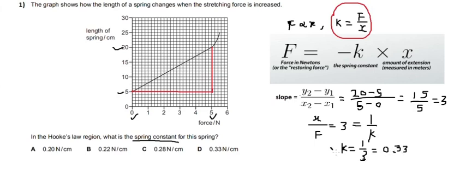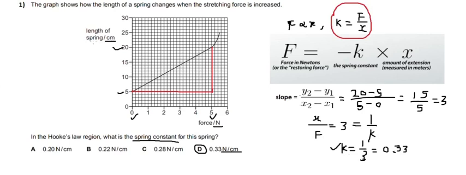So this is the value of k, and you can see in the options, D is the option where we are getting the value of 0.33. The unit is Newton per centimeter, because this is given in centimeter. k is F divided by x, F is in Newton, x is in centimeter, so the unit is Newton per centimeter. So you have to calculate the slope of this line, then you will get the value of x by F. We have to take the reciprocal of that, then you will get the value of k.